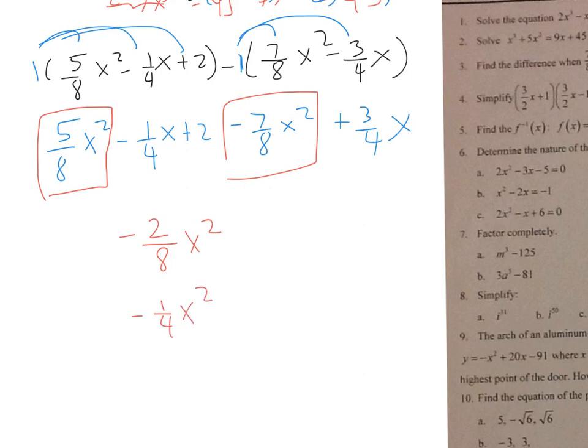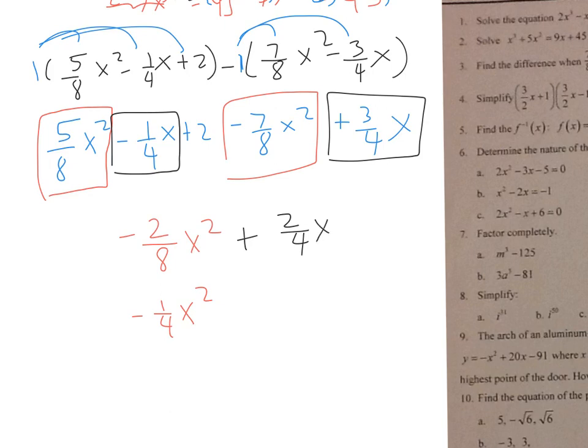All right, and I also have here my x's, -1/4 x, positive 3/4 x. So again, the denominators are the same. You guys are lucky. And I will take care of the numerators. -1 plus 3 is positive 2. So that would be positive 2 over 4. Keep the denominator, x. And that actually becomes 1/2 x.